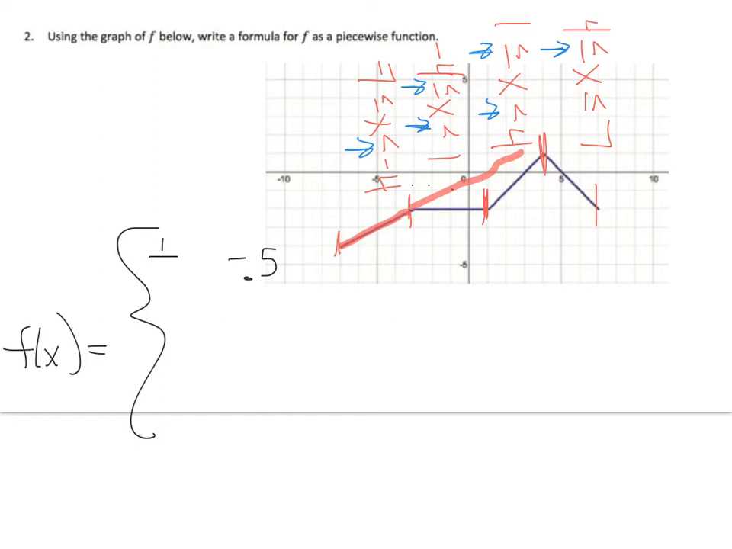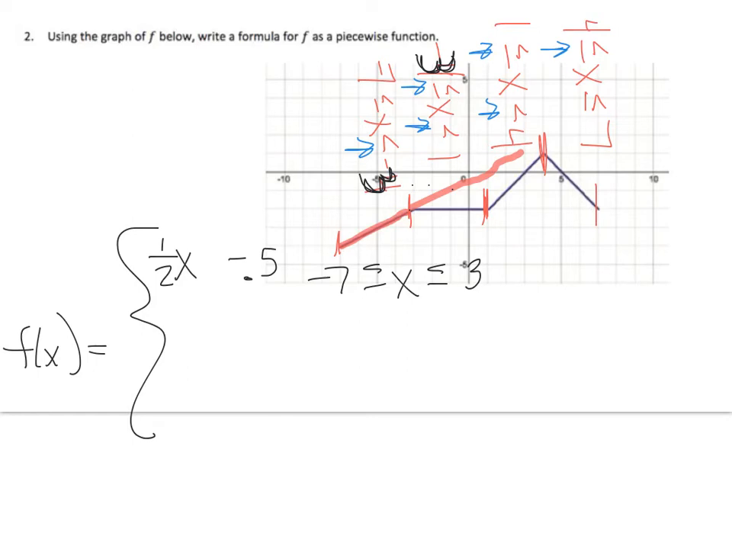So rise over run. I have 1/2 x minus 0.5 with a domain of -7 less than or equal to x less than or equal to, that's a 3. You guys probably knew that and didn't say anything. You have to tell me when I make mistakes.